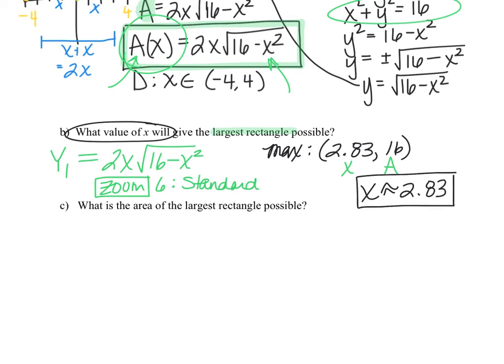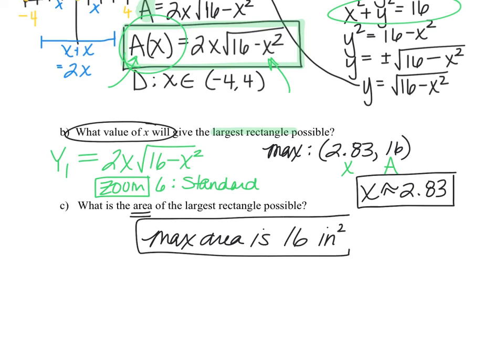Now for part C, it asks for the area of the largest rectangle possible, and the area is our y value. So our maximum area is 16. If you go back to the original problem, it said the radius was 4 inches. So this would be 16 square inches. And that will be the largest area that we can inscribe in a semicircle with a radius of 4.